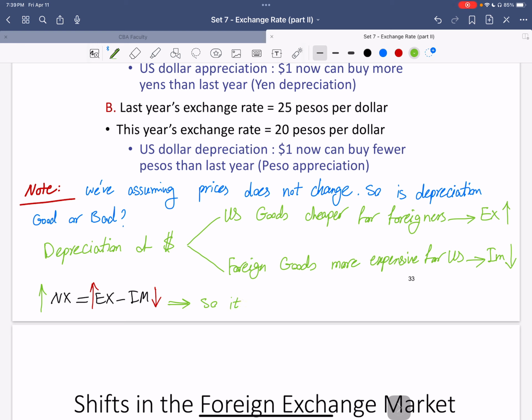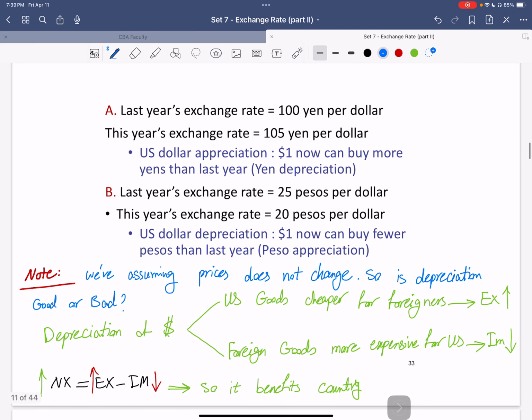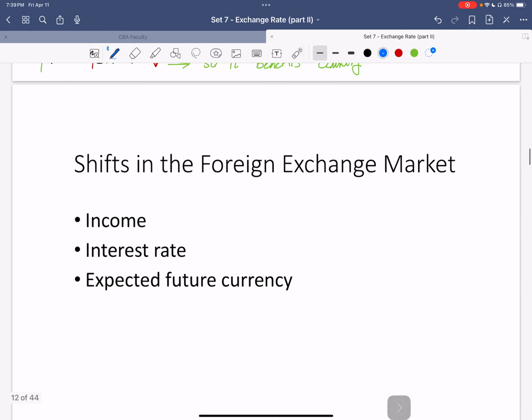So depreciation benefits the country, because we know that net export is part of the GDP, and any change in the GDP, any increase in the GDP, results in the growth of a country, right? In the long term, it could just mean the growth of the country.